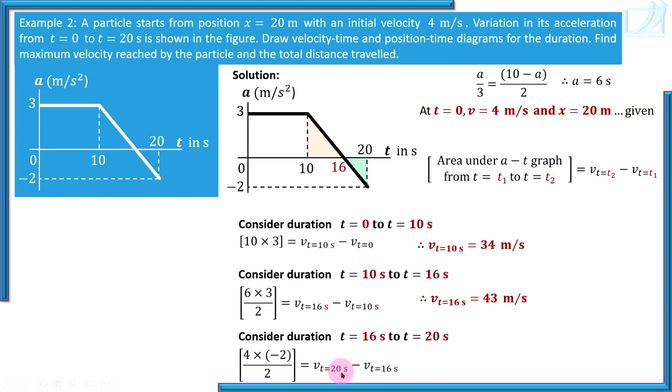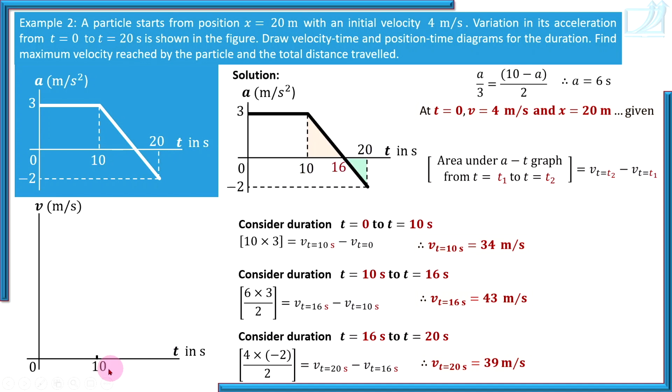So velocity at t equal to 20 seconds minus velocity at t equal to 16 seconds, and velocity at t equal to 20 seconds is 39 meters per second. Now we are ready to draw VT diagram. So along x-axis time in seconds, along y-axis velocity in meters per second, and this point represents t0 and v0. Now let's plot all these points. So first of all, instants 10, 16 and 20 will mark here, taking care of proportion.